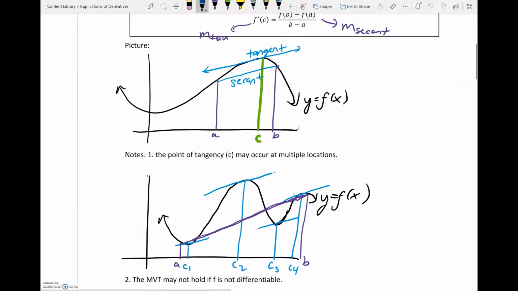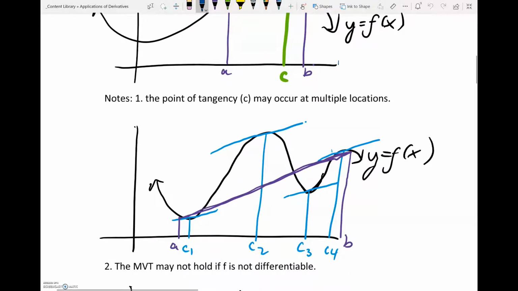So for example, in this picture over here, I drew a new f graph that's also continuous and differentiable from a to b. But if you take a look at the different tangent lines I have, they share the same slope as your secant line. Remember, the secant line is the slope from a to b, and the point of tangency c is the slope if you were to microscope into the values of those c's to see what the slope would be there.